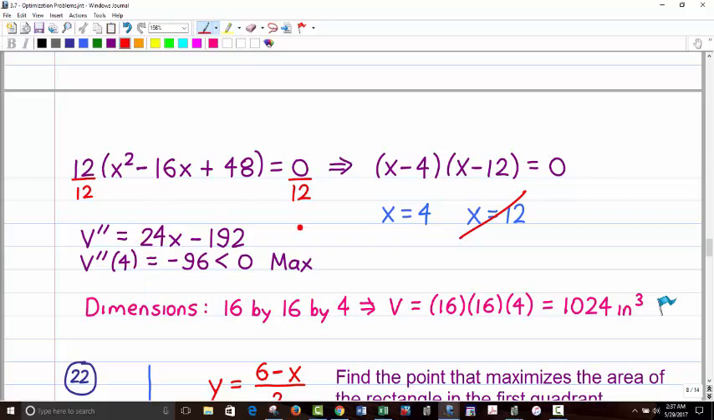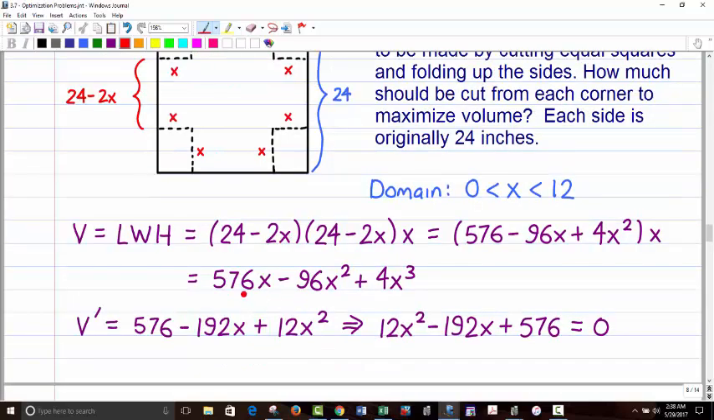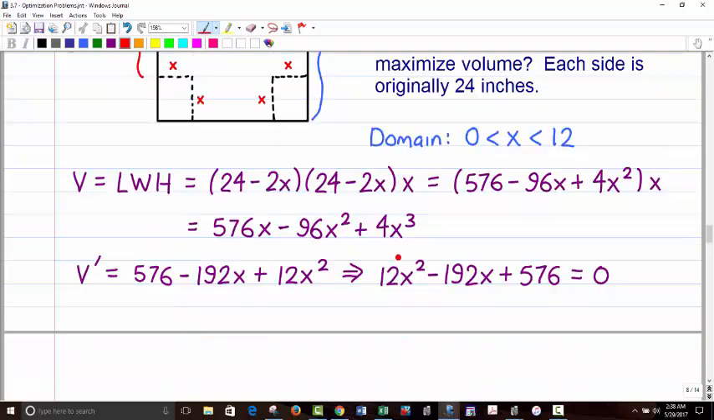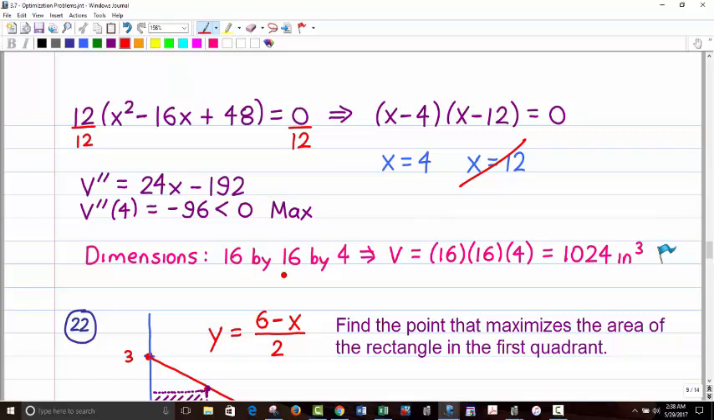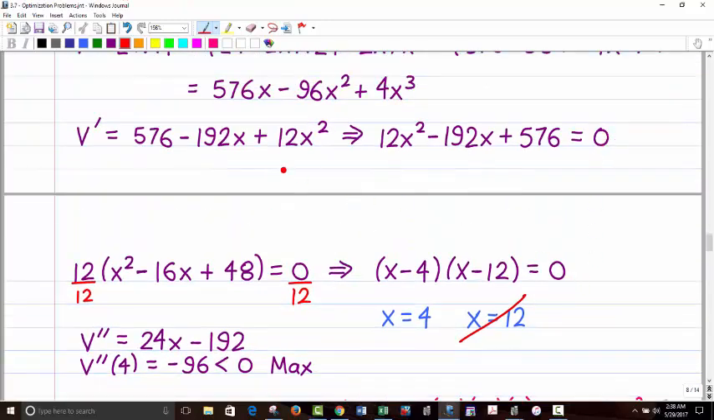And once again, I verified it there, but there's no question. That's your only valid critical number. Therefore, it has to be the max. So that means if that's 4, you can figure out 24 minus 2x, you put 4 in there. So let's say you were trying to find the volume. Well, you could put 4 in this equation and get the volume. That would work. Or you can come up with the dimensions 16 by 16 by 4, because that's what it would be if you cut 4 off each side. Multiply those together, we get 1024 cubic inches, which is exactly what you would have gotten had you plugged it in this equation right here.